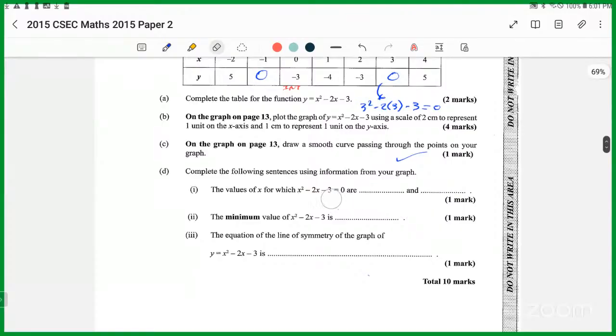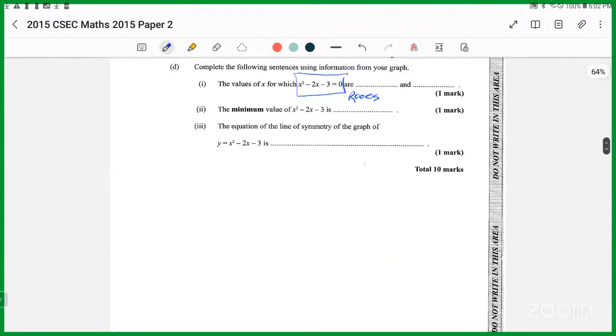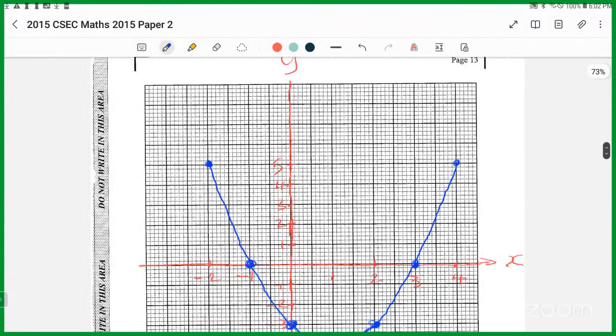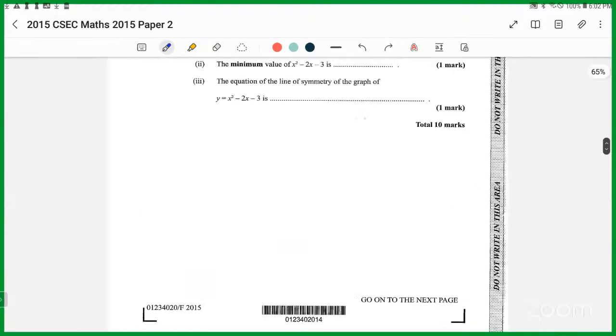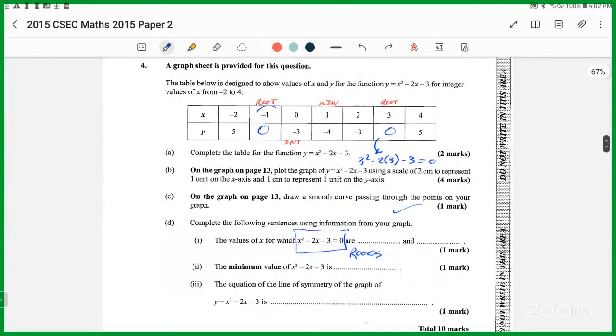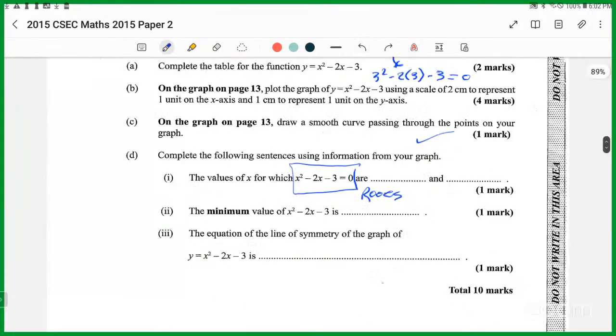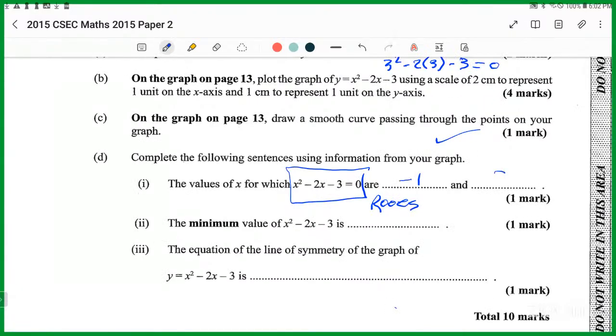Negative 1 and 3, you can see it here as well. Additionally, you should know that this is a quadratic equation, and when you solve the equation, you get the roots. The roots are the points where it intersects the x-axis, which is negative 1 and 3, corresponding to the negative 1 and the 3 here in the table as well. Everything is consistent. So the x values are negative 1 and 3. Those are the roots.